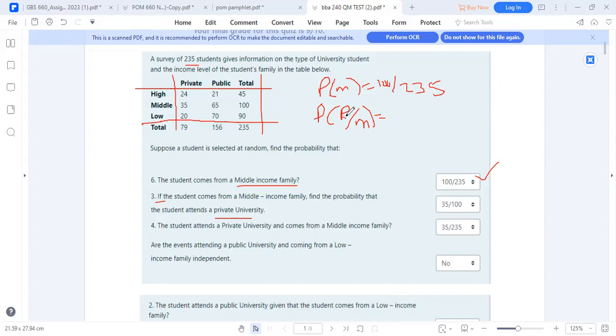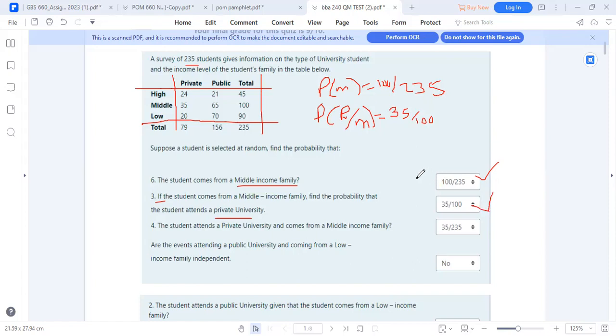So private given M. Who wants to try? Where do private and M meet? At 35. But the total for the bottom one, the total for M, what's the total for middle? 100. So 35 over 100, that's how we got this one here.